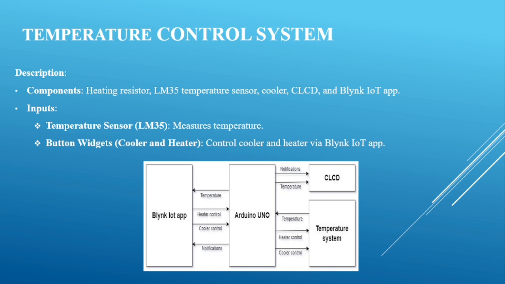The output of the system includes displaying the current temperature on both the CLCD and gauge widget and controlling the status of the cooler and heater through the Blynk IoT app, with feedback provided to the user on the system's status.